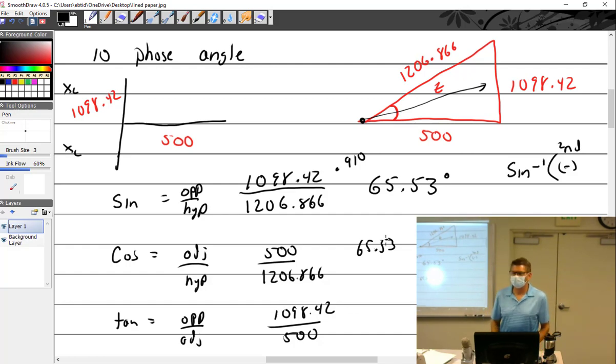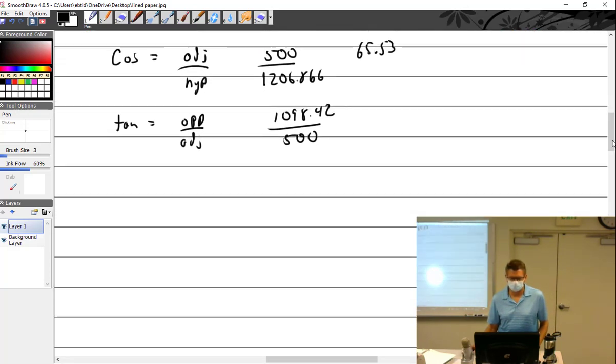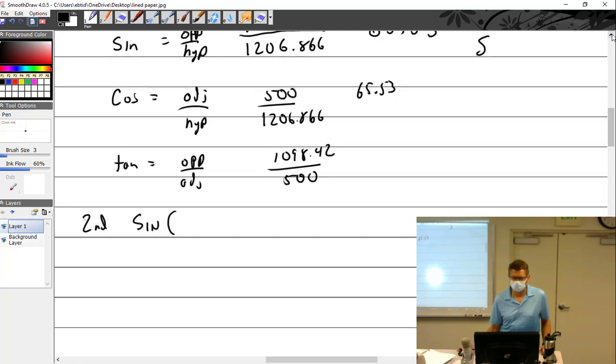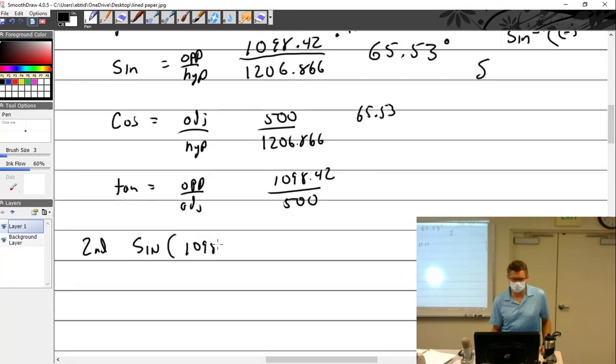You can also just start with hitting sine, cosine, tangent, and then do, oh yeah, that's right. You could, because it's going to put that in parentheses. So that would be a little faster. I'm just not used to these fancy calculators. So it would be second key, sine. And then it's going to give you the parentheses already. Then you can put 1098.42 divided by 1206.866. Close the parentheses, equals, and you should get the answer.